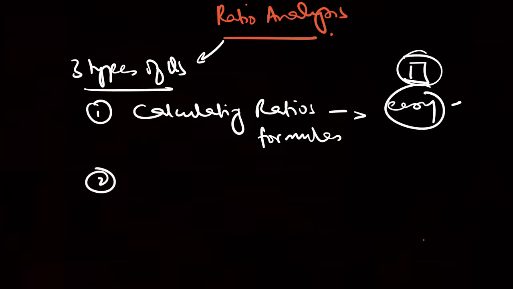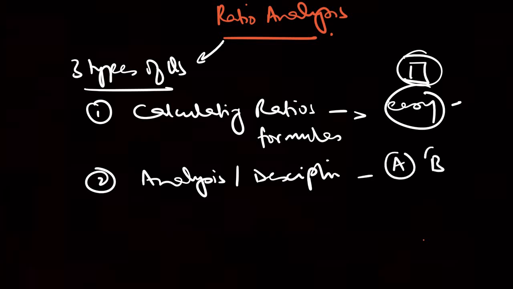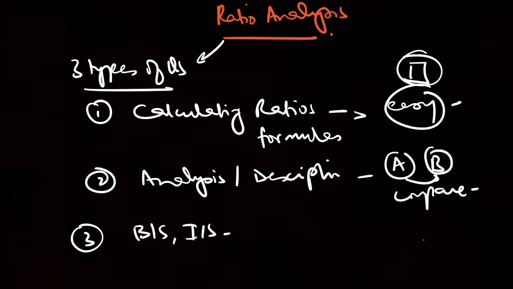Now second type, this is considered the difficult one. You have to do an analysis and write a description, right? It can be about company A and company B. You can compare them, which company is better performing in terms of liquidity, in terms of gearing, etc. Okay. And the third type of question that comes is to draw balance sheet or income statement using ratios and finding the missing values.